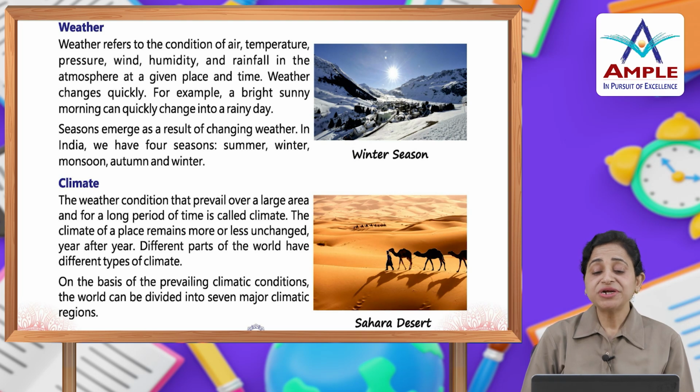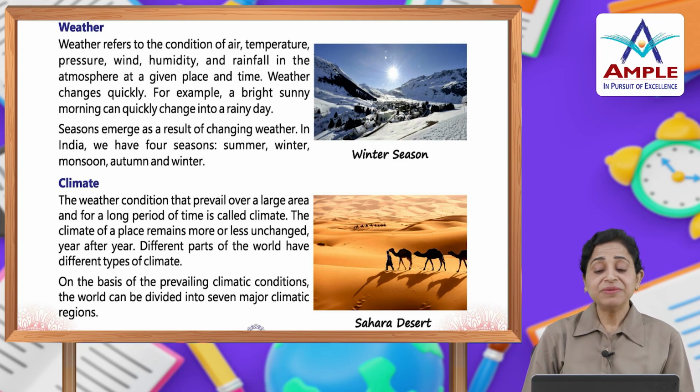Weather refers to the condition of air, temperature, pressure, wind, humidity and rainfall in the atmosphere at a given place and time. Weather changes quickly. For example, a bright sunny morning can quickly change into a rainy day.